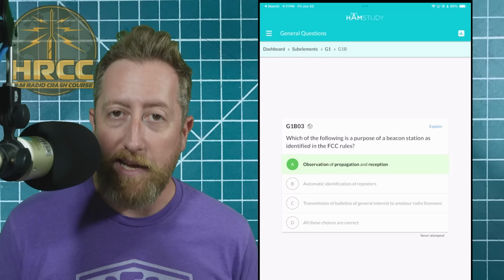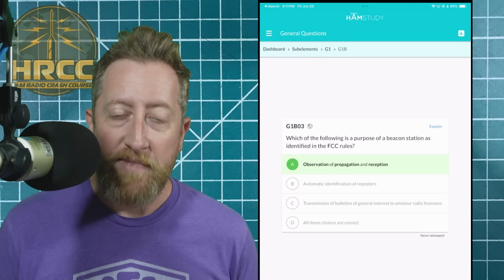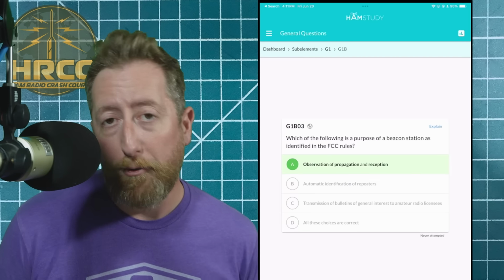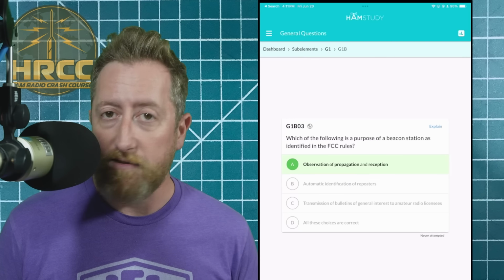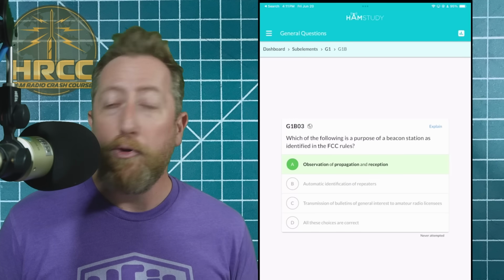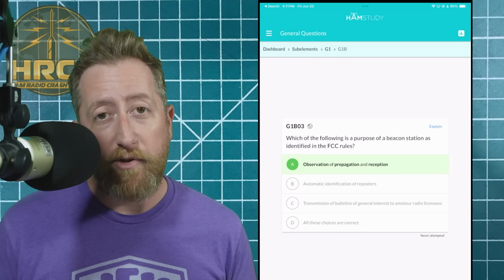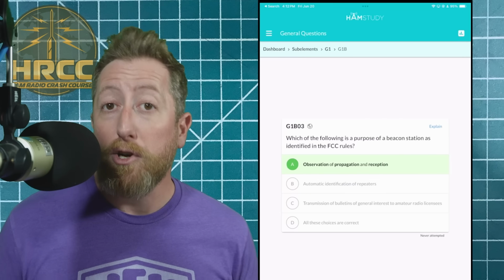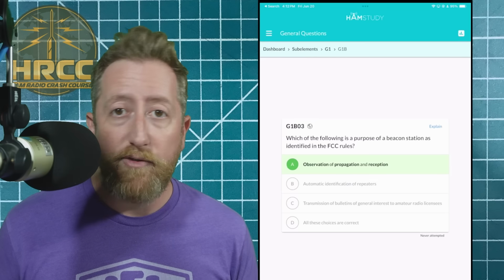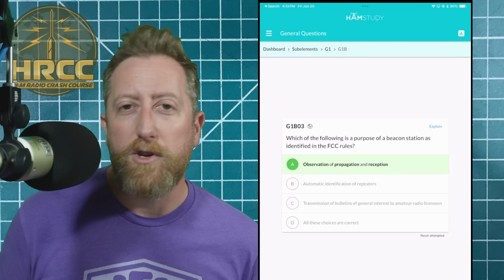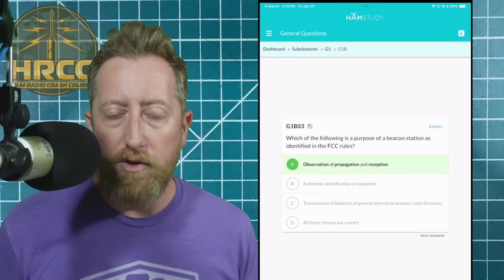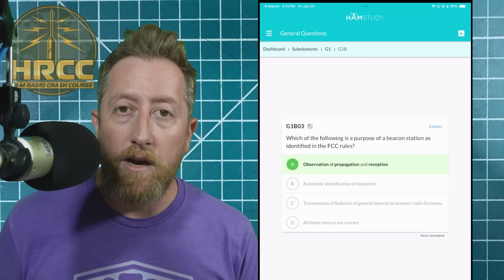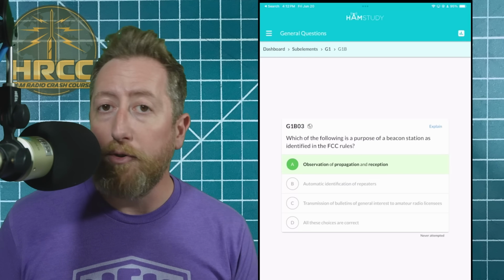Observation of propagation and reception. So if I put multiple beacons all over the world, on similar or the same frequencies, and I have them change their transmission time, I can determine if I'm hearing any of those beacons, usually registered by call sign, or you hear their call sign, to see if I have a window of communication available to them.